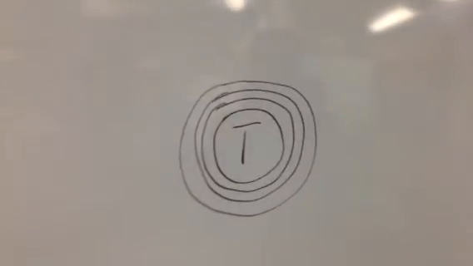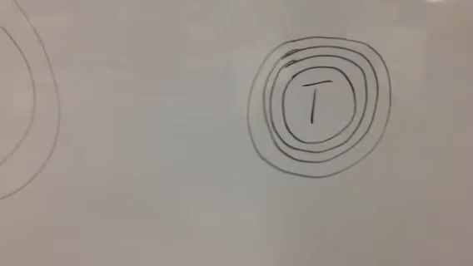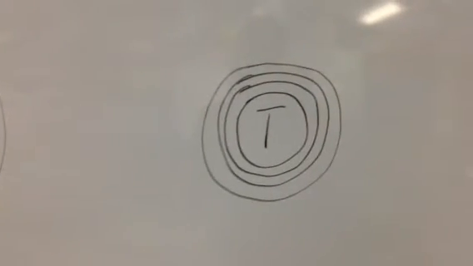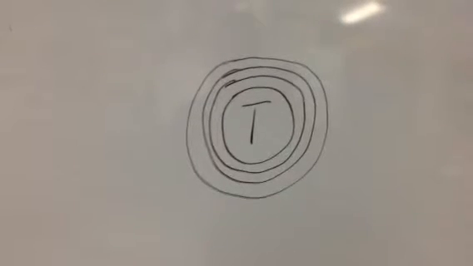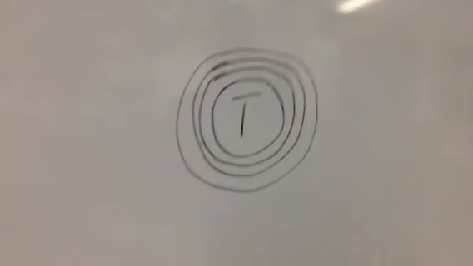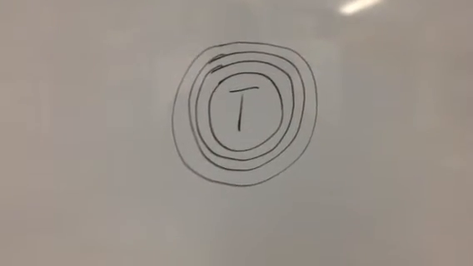And finally, if there's a T, it means it's a tropical storm or tropical depression. And the isobars are really, really close together, which means the winds are really, really strong.